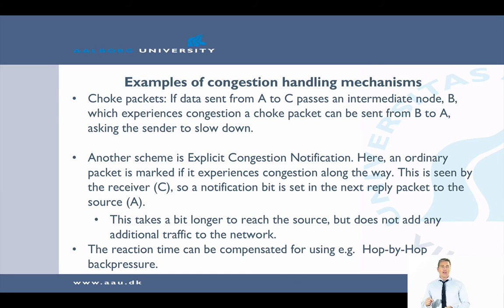This reaction time can be compensated, for example, by using what is called hop-by-hop back pressure, meaning that as soon as an intermediate node sees that a packet has set this notification, it will slow down its speed. And also when the reply packet is coming back, it will also slow down along the way. The problem with this back pressure is that when you slow down in the intermediate nodes before it is slowed down at the sender node, the traffic might be accumulating for some time. But on the other hand, it might be nice to take off the pressure where it's absolutely most needed.